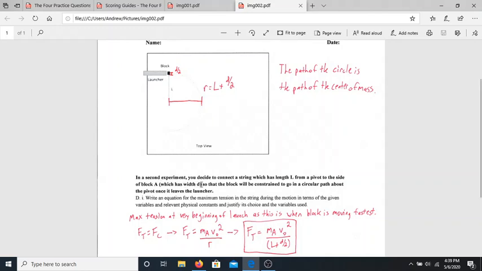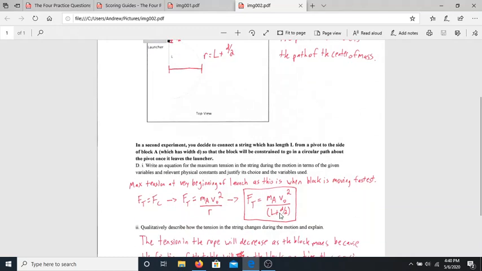The problem is we cannot make that assumption in this question because it says the block has a width of d. Now, what that means is that the block actually has some size. So we actually have to pay attention to where the center of mass of the block is. Because in reality, the laws of physics are governing basically the center of mass. So the circle this thing is following is going to depend on the radius the center of mass makes. That means that the radius is not only the length of the string, but it's also half the width of the block, because the center of mass is right in the middle. So the radius is actually going to be the length of the string plus half the width of the block.